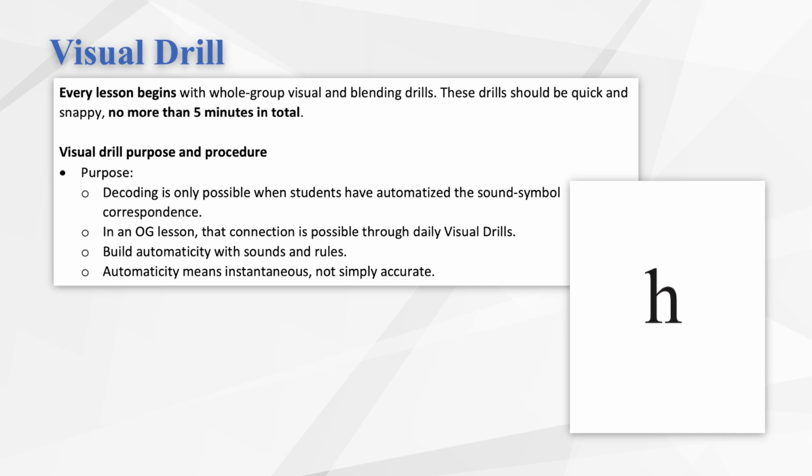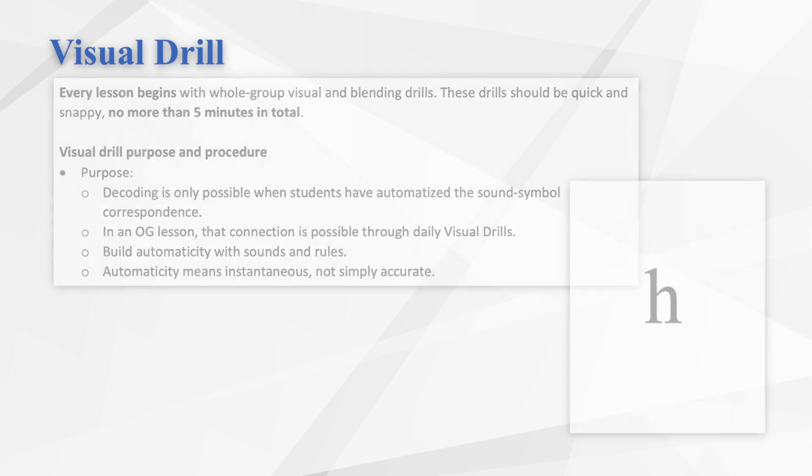The purpose of a visual drill is to support students to become accurate and automatic in sound-symbol correspondences. By our definition, automaticity means instant recognition. The goal, then, is for students to see a letter or letters on a card and instantly produce the sound associated with that letter or letters. A visual drill also provides us the opportunity to practice automaticity of various rules and scripts associated with some cards.